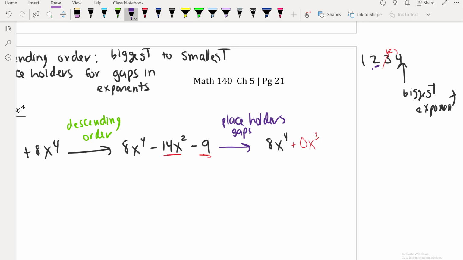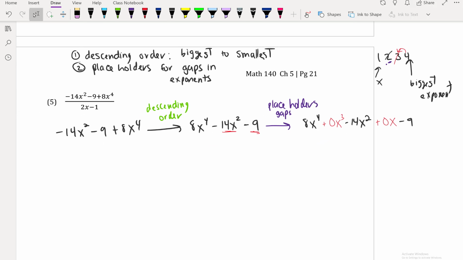Now I'm going to go to the next one. Do I have a degree 2? Yes, I do. That is a negative 14x squared. Perfect. Okay, I got the 2 out of the way. Now, do I have a degree 1? So this would just be x. Do I have one that just says x? No, so that's another placeholder. So plus 0x. Okay, and now I have my constant, which is a negative 9.